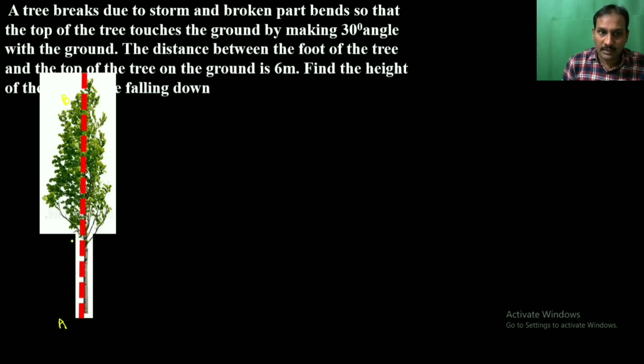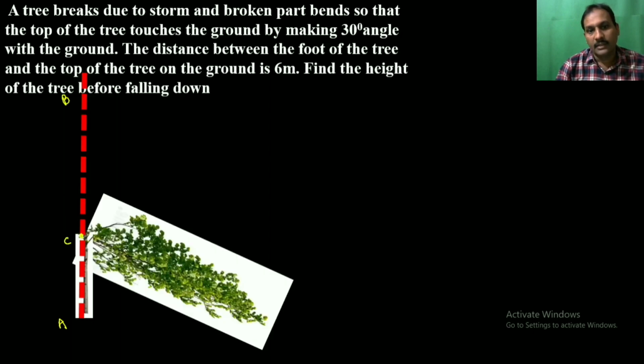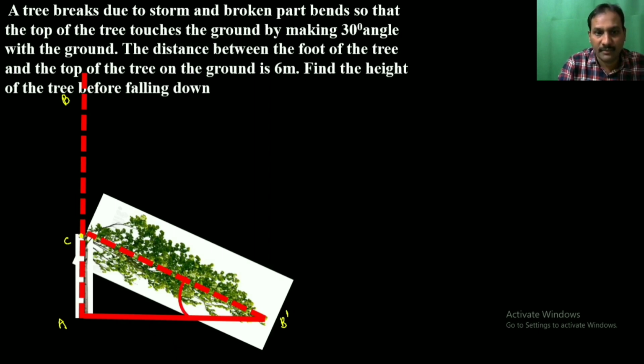So assume that the tree has broken at the point C. Here it has broken, so it is touching the ground at B dash, let us say. Now this is making an angle of 30 degrees with the remaining part of the tree. So this is 30 degrees, and what is the distance between them? It is touching at 6 meters distance. So this is 6 meters.